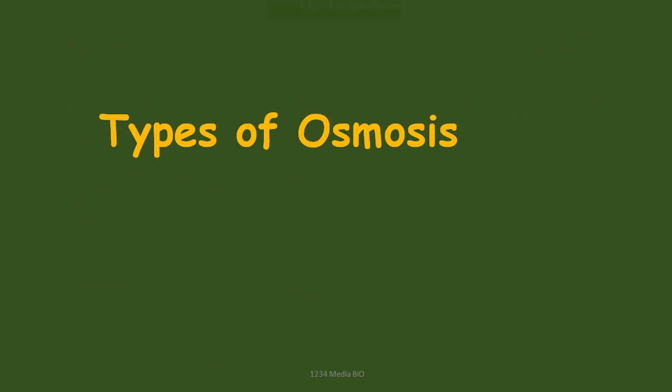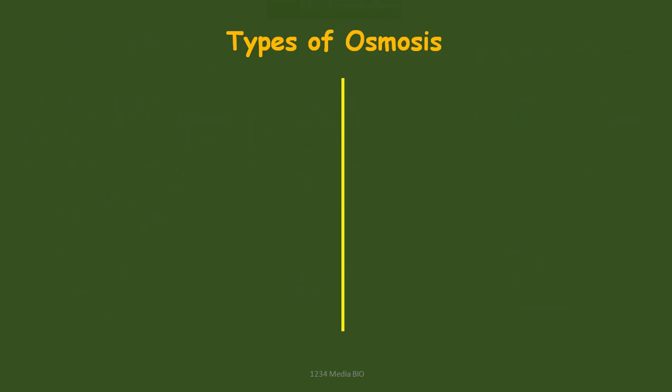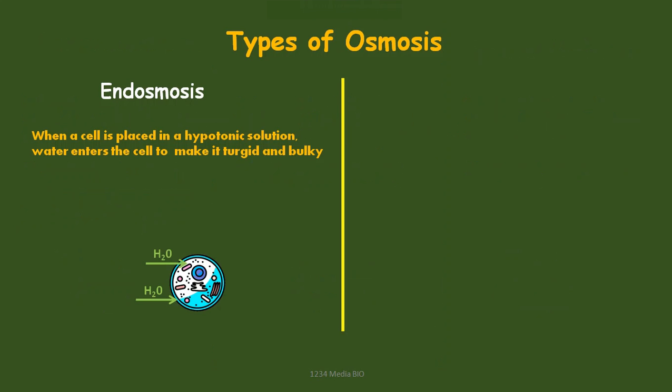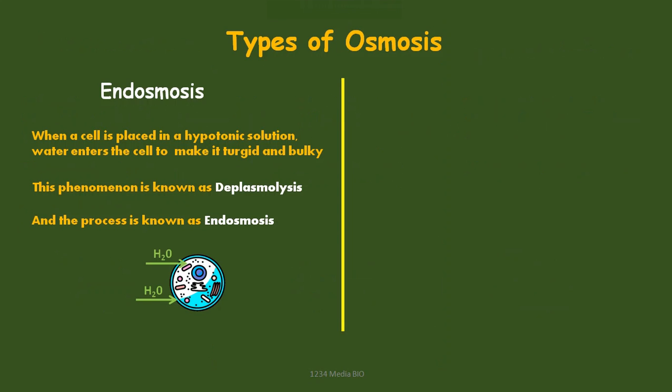Now what are the types of osmosis? There are two types of osmosis. Firstly, endosmosis. When a cell is placed in a hypotonic solution, water enters the cell, to make it turgid and bulky. This phenomenon is known as deplasmolysis, and the process is known as endosmosis.